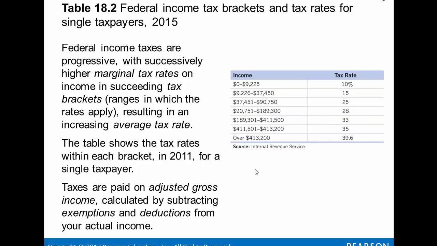And taxes are paid on what we could call, in our tax system in the U.S., adjusted gross income. It is calculated by subtracting exemptions and deductions from your actual income in order to get what we call taxable income.